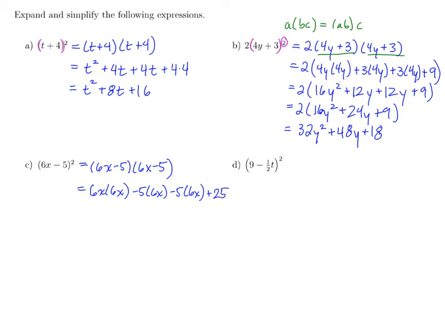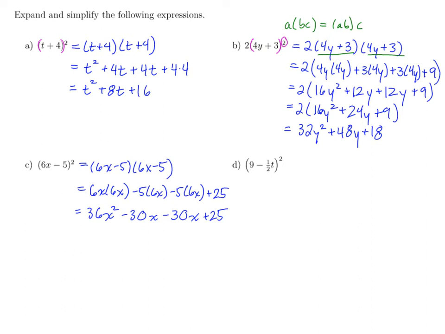So at this point, I have 6x times 6x minus 5 times 6x minus 5 times 6x plus 25. I'll simplify each of those terms, and then I'll combine like terms where I can. 6x times 6x is going to give me 36x squared. I'm now subtracting 5 times 6x, so I'm subtracting 30x. And I do that again, so minus 30x, and then plus 25. So I have 36x squared minus 30x plus 25.